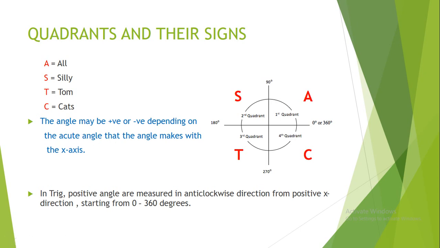So in trig, positive angles are measured in the anti-clockwise direction from the positive x direction, from 0 to 360 degrees. Just as I was saying, we measure angles in the anti-clockwise direction. So we start from this line. This is going to be a horizontal line and then we measure anti-clockwise.